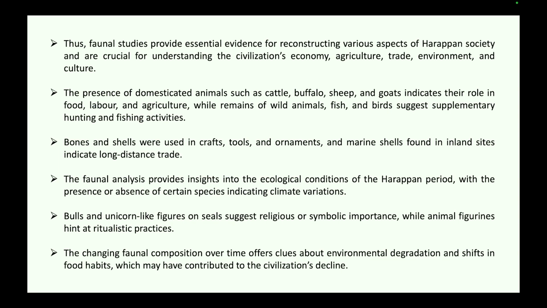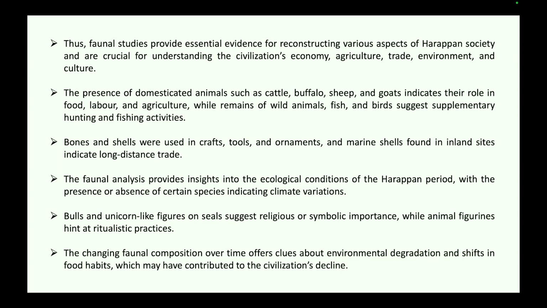The presence of domesticated animals such as cattle, buffalo, sheep, and goat indicates their role in food, labor, and agriculture, while remains of wild animals, fish, and birds suggest supplementary hunting and fishing activities. Bones and shell were used in crafts, tools, and ornaments, and marine shell found in inland sites indicates long distance trade. Faunal analysis provides insight into the ecological conditions of the Harappan period, with the presence or absence of certain species indicating climate variations.